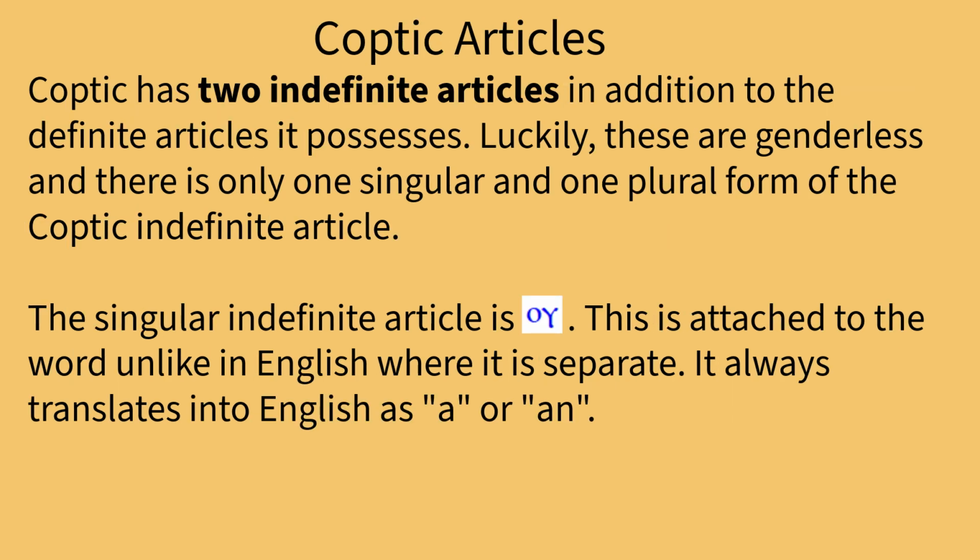So, back to just Coptic articles, this time the indefinite articles. Coptic has two indefinite articles in addition to the definite articles it possesses. Luckily, these are genderless and there's only one singular and one plural form of the Coptic indefinite article. The singular indefinite article is oo. Oo sounds like the double O in the English word foot. This is attached to the word, unlike in English, where it is separate. It always translates into English as a or an.